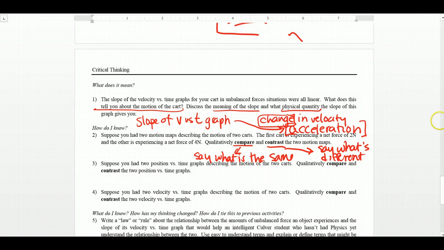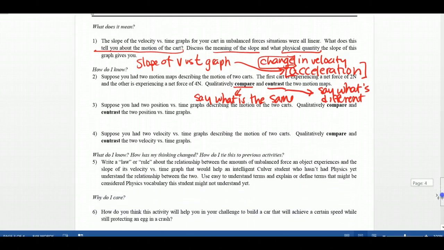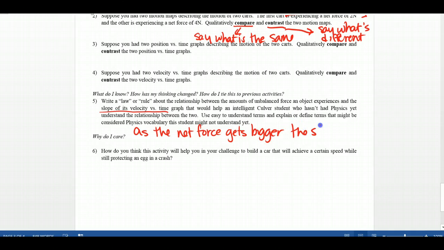When I ask you down here to write a law or a rule, I just want a general sentence. So if you can think of a rule based on what you've read and what you've observed, a rule that talks about the amount of force and that acceleration, the slope of the velocity versus time graph, start out with: as the net force gets bigger, the slope, and then tell us what happens to the slope. That's all you need to do for that.